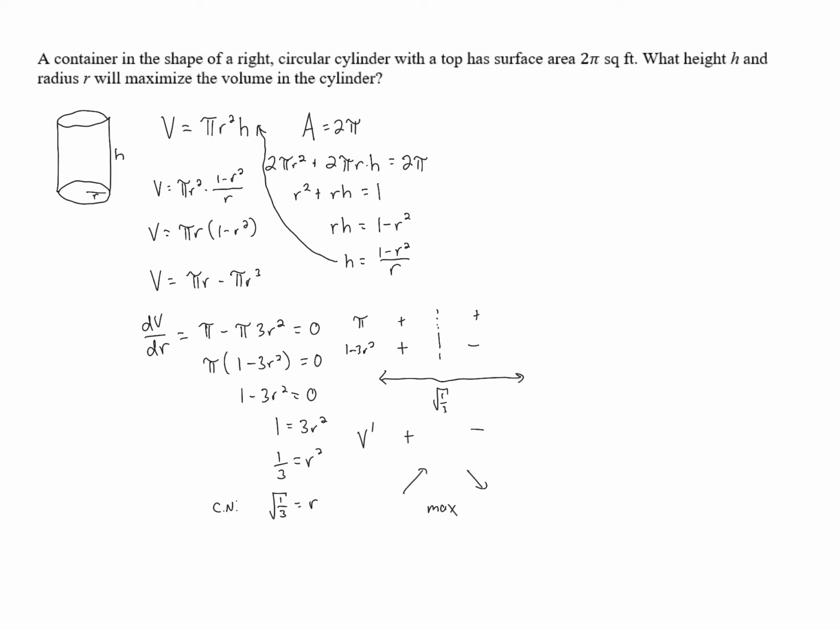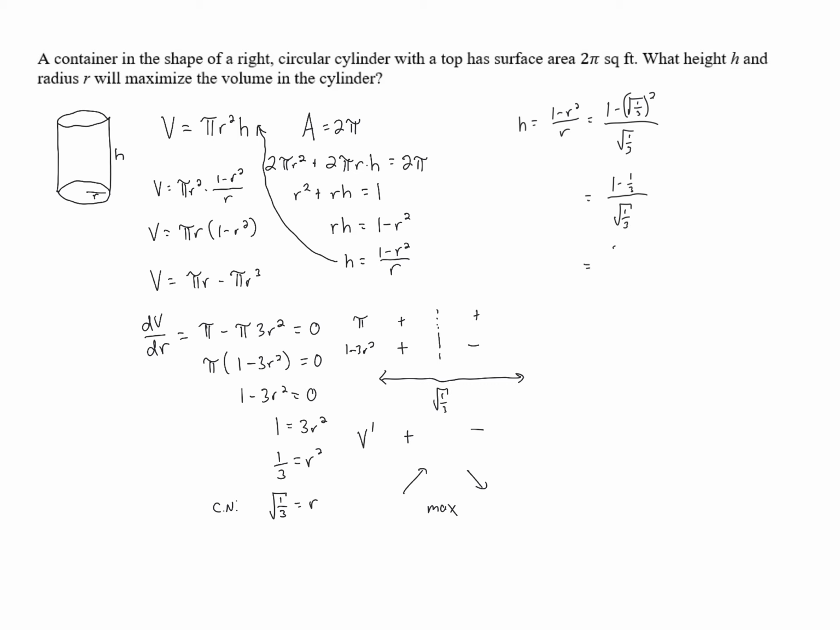So we wanted to know the height and the radius that maximize the volume. We've got the radius. It is the square root of 1/3. To find the height, we need to plug that in. And we've got h is (1 minus r squared) over r. So that's going to be 1 minus the square root of 1/3 squared, all over the square root of 1/3. Well, the square root of 1/3 squared is just 1/3. So we've got 1 minus 1/3 over the square root of 1/3.